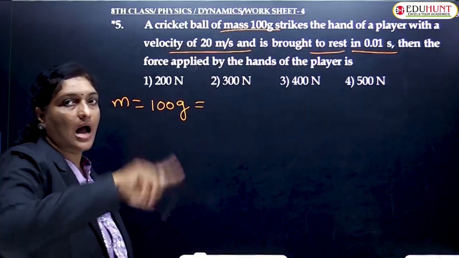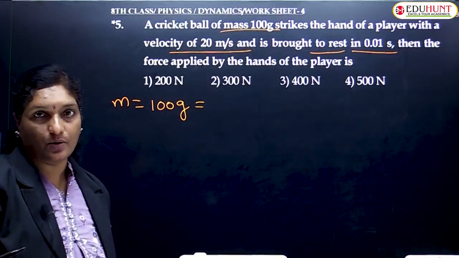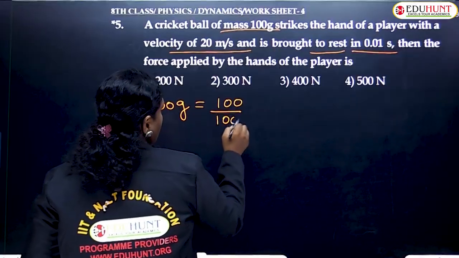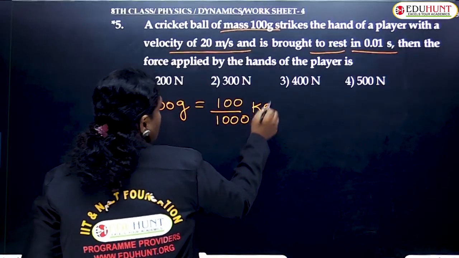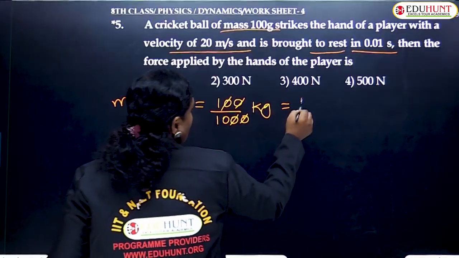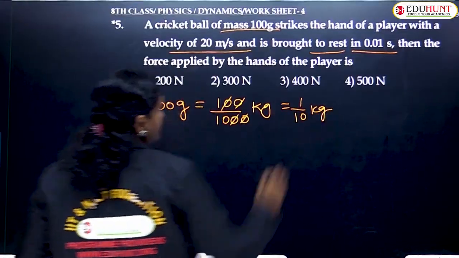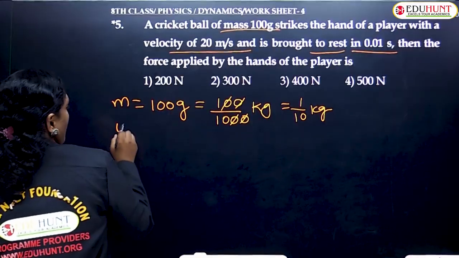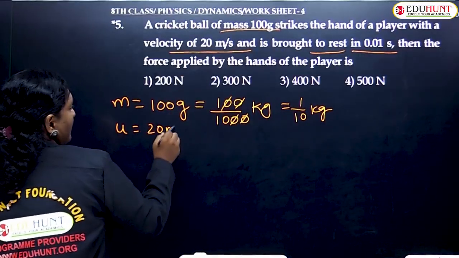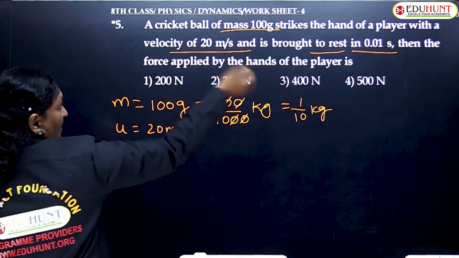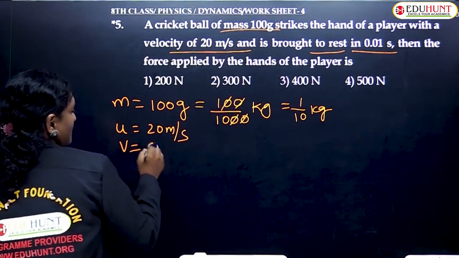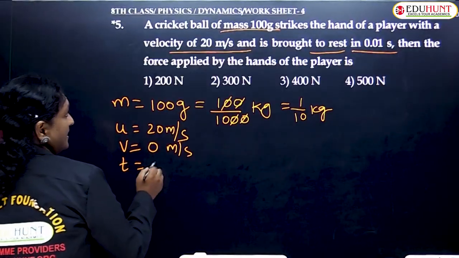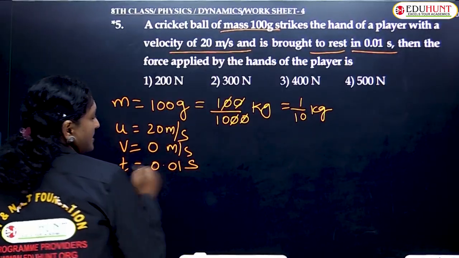So 1 kg, 1000 grams. 1 gram, 1 by 1000 kg. 100 grams, 100 by 1000 kg. Simplify, these two zeros get cancelled. 1 by 10 kg. Mass is given. Also, initial velocity, how much? u is equal to 20 meter per second. Finally brought to rest. So final velocity is 0 meter per second. Time was also given, t equals 0.01 seconds.